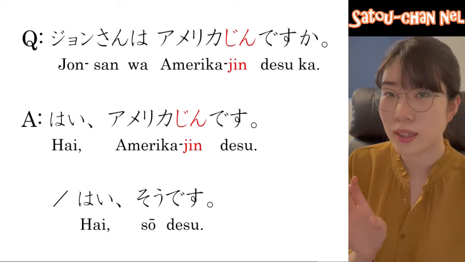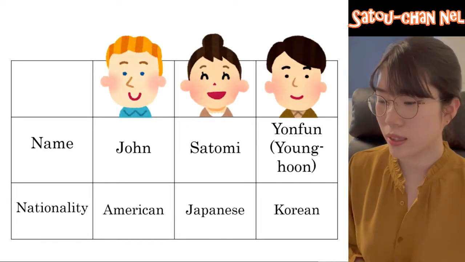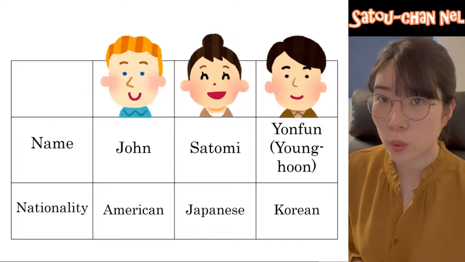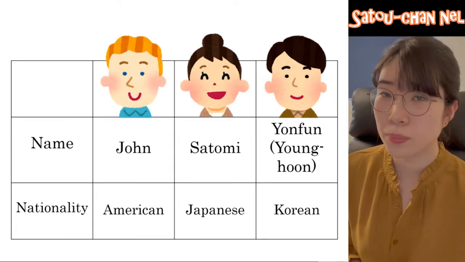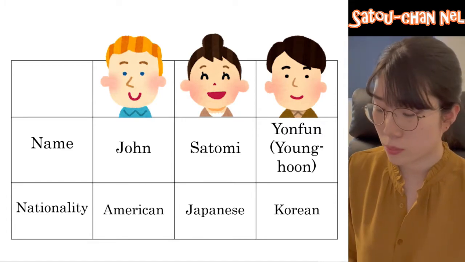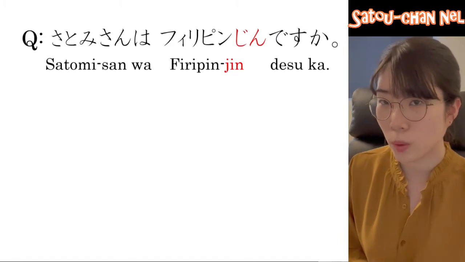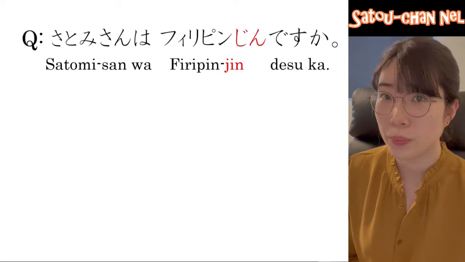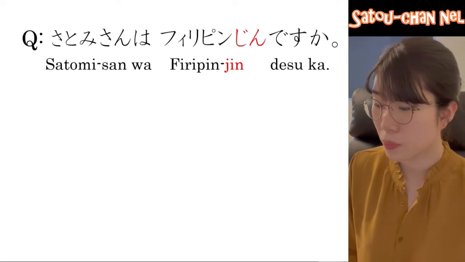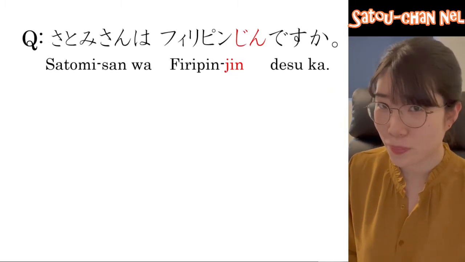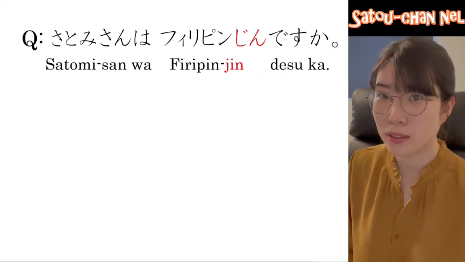Or, はい、そうです。Yes, that's right. Next question is, さとみさんはフィリピン人ですか？Now I asked about さとみさん。さとみさん is Japanese. So the question was, さとみさんはフィリピン人ですか？フィリピン人, so Filipino. Is さとみさん Filipino? Is she? No, いいえ。She's Japanese, so the answer is no.